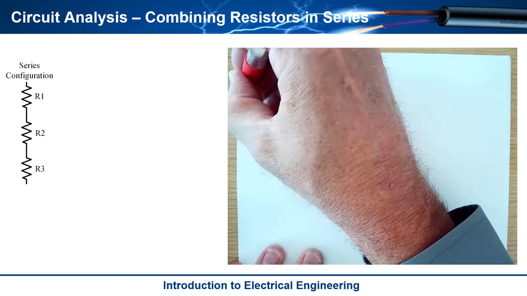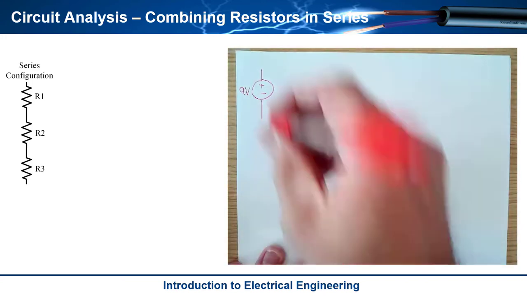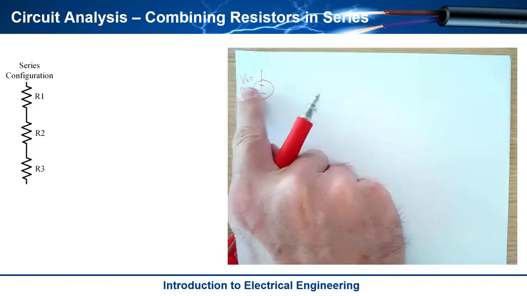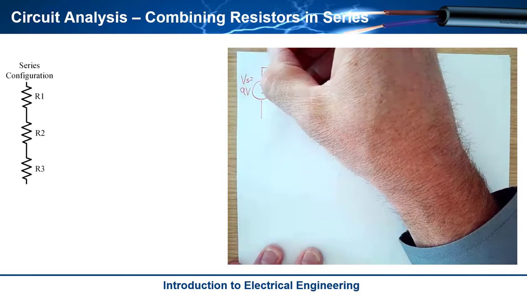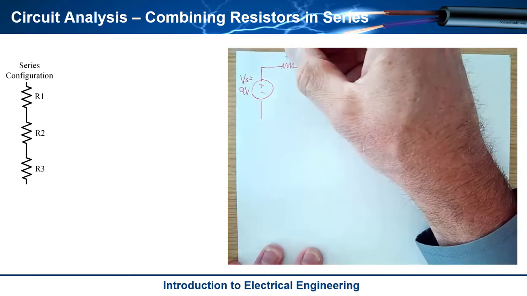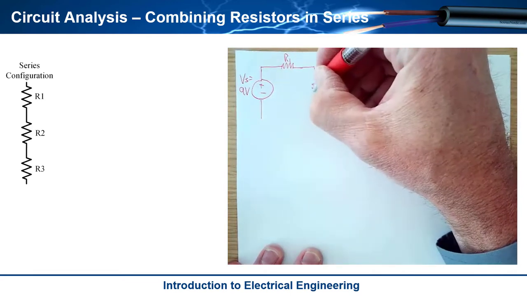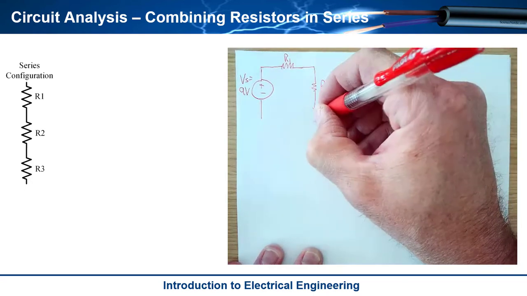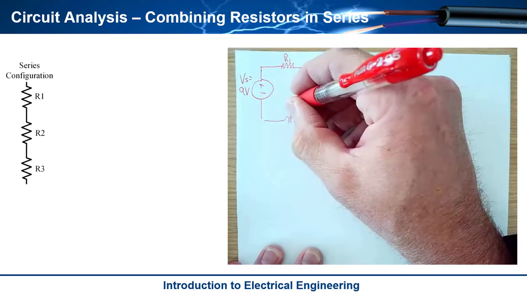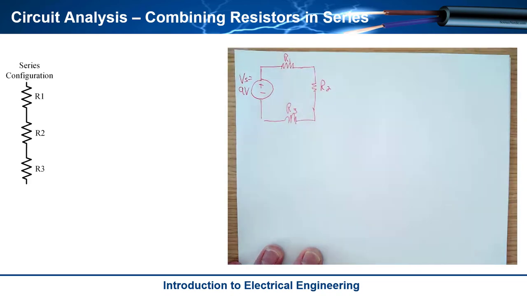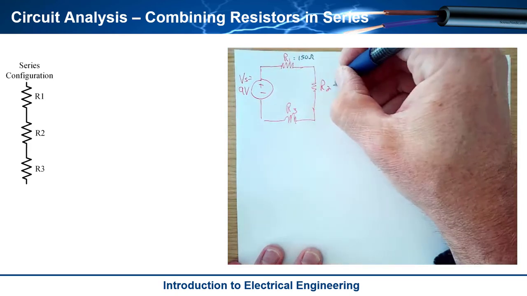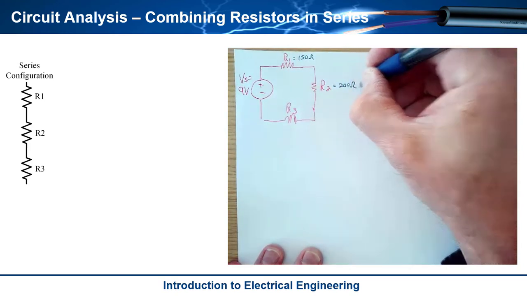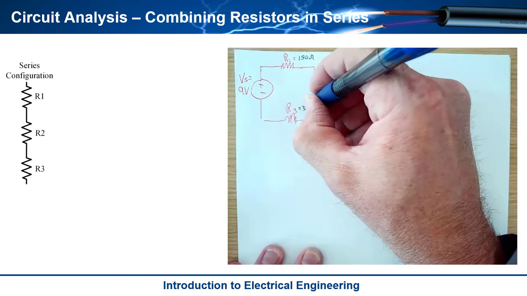All right, so let's take a circuit. Let's say we have a 9 volt voltage source, and I'll do all the equations with respect to variable names, so Vs, and then R1, R2, and R3. We know R1, R2, and R3. Let's say R1 is 150 ohms, R2 is 200 ohms, and R3 is 300 ohms.